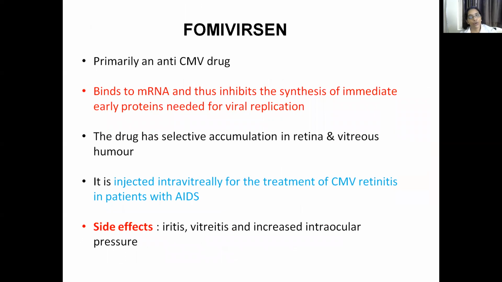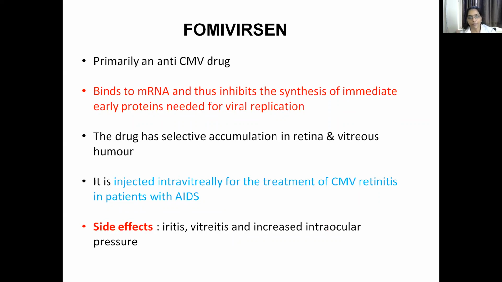The last drug in this group is fomivirsen. This is primarily an anti-CMV drug. Again, fomivirsen is used for CMV infections just like ganciclovir. How does it act? It binds to the mRNA. In the replicative cycle, after the mRNA is synthesized, the host cell ribosomes utilize the mRNA to synthesize the viral proteins and enzymes. Here it binds to the mRNA and inhibits the synthesis of the immediate early proteins necessary for viral replication. So the mechanism is quite different from the others.